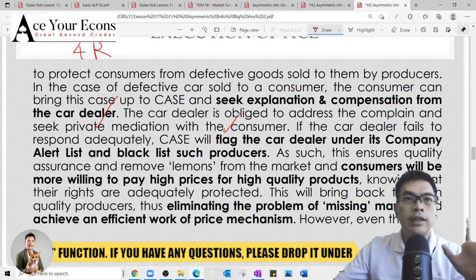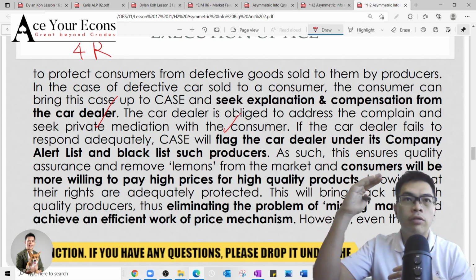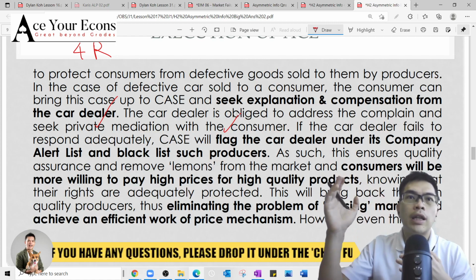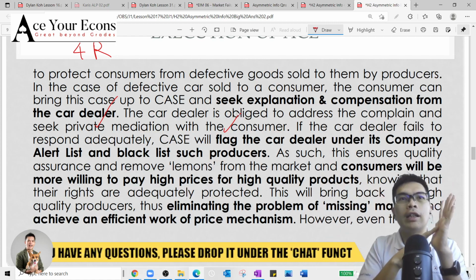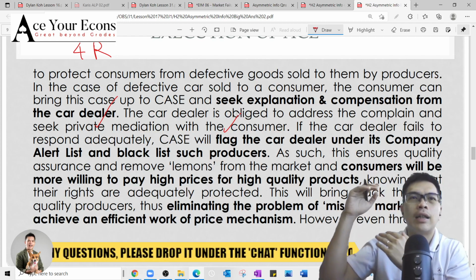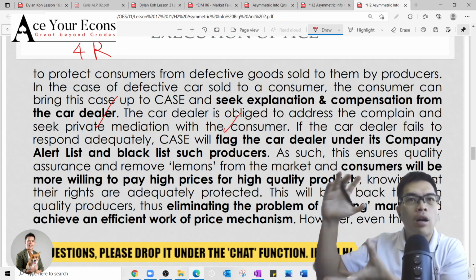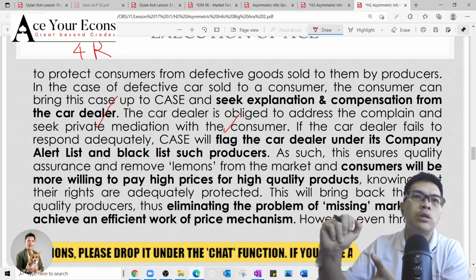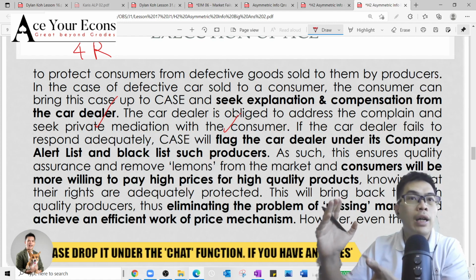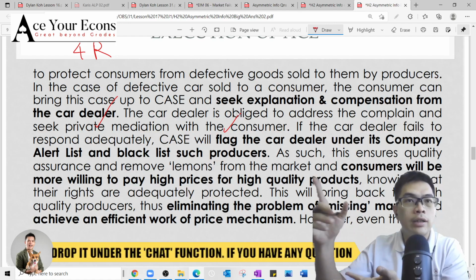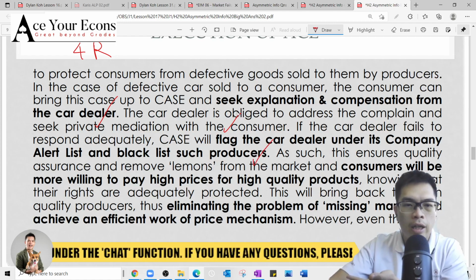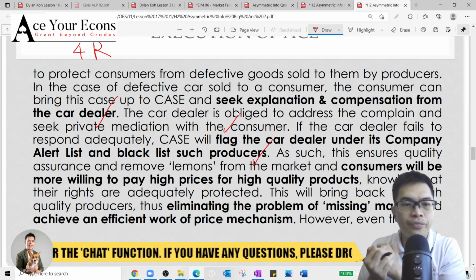You can see that there is a list of warning producers. The warning producers are from A to Z. Luckily Ace Your Econs is not there. Then they will see that these are some of the collated complaints that were lodged against this producer that weren't addressed. Then buyers beware lah. So CASE will flag out all these producers and blacklist them.